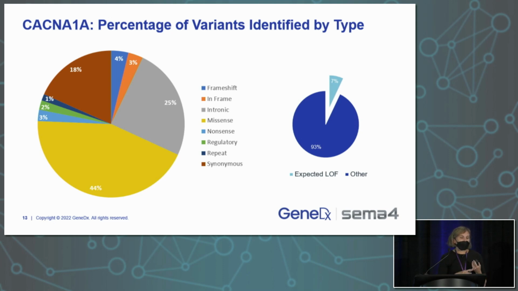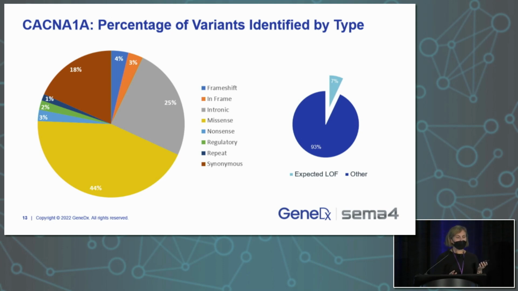But we also see frame shift, in-frame, and intronic variants. Those are both different variant types that can cause a splice site abnormality, like Lena had mentioned. We see nonsense substitutions. We see substitutions in the regulatory area, which is out in front of the gene itself and has an impact on how it works. And so we see this broad spectrum.